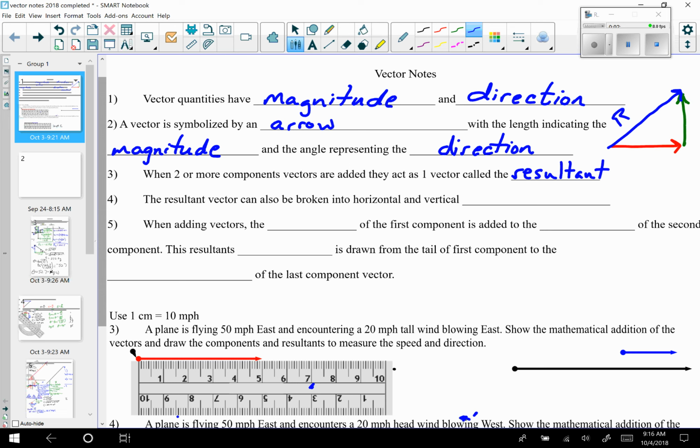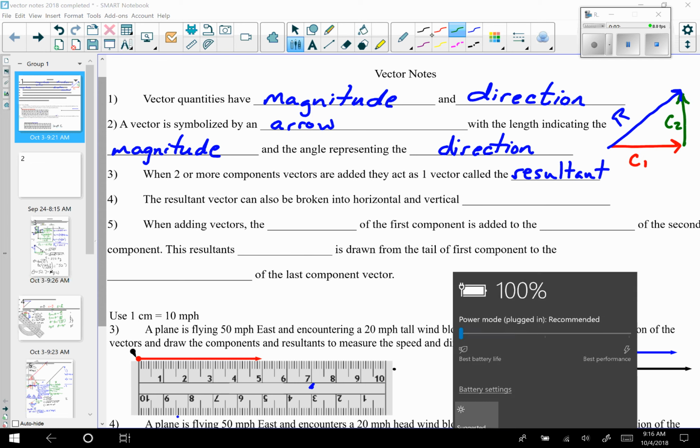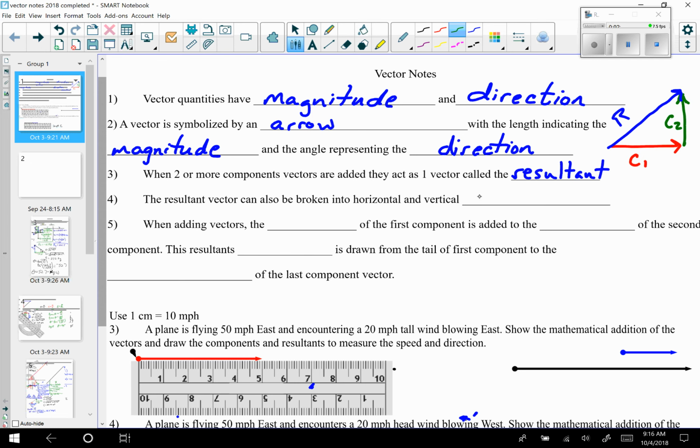Now, the resultant, though, can be broken down into horizontal and vertical components. So this would be the horizontal component, this component number 1 here, and the green line would be component number 2. And so let's fill that blank in with the word component. There we go.